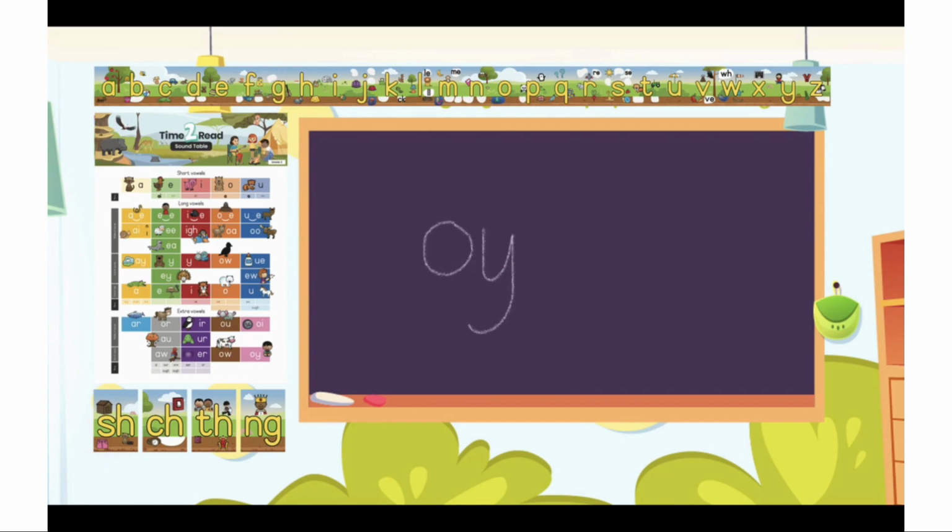I want the oi sound. That's correct. The oi sound. Excellent. Now I want the oi that is at the end of a word. You found it. Well done. The oi that's in the middle. Yes, you are correct. I have put a line under mine. What have you put under yours?